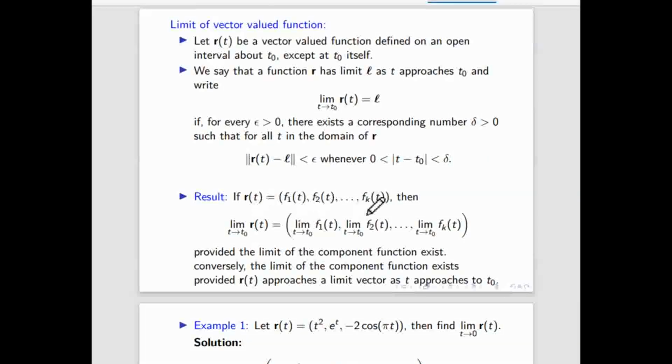If r(t) is a function with k components, and you want to find its limit, then find the limit of each individual component. By using this result, you can easily find the limit of any vector valued function from R to Rk. Here it is k components, that means it is a k dimensional vector. So finding a limit is just component wise. Finding a sequence limit is also component wise. Finding a function limit is also component wise. You have to find the limit of each component.